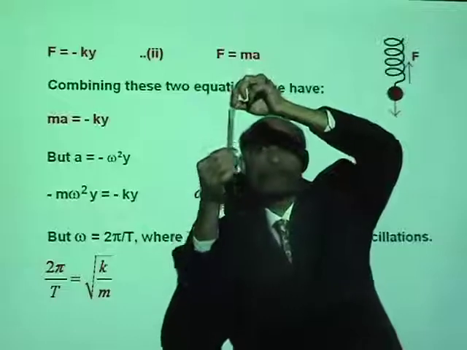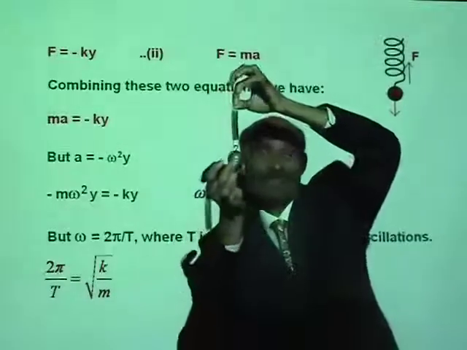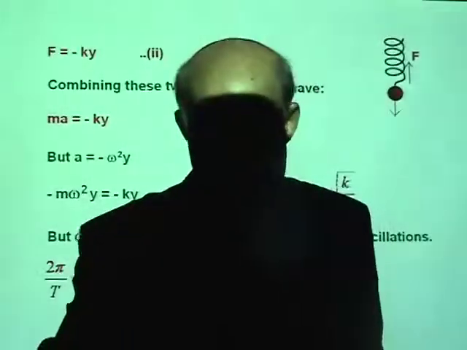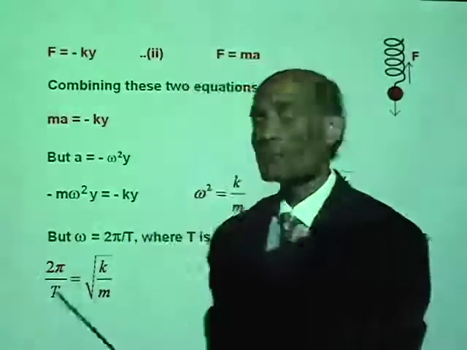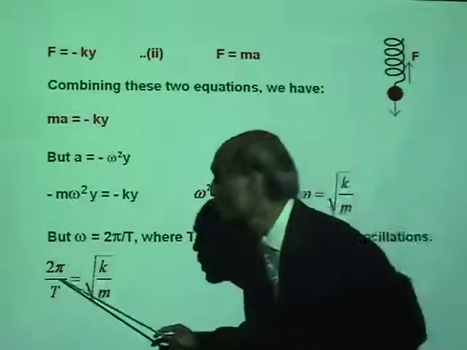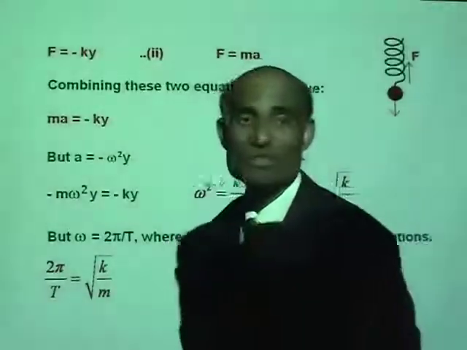The spring constant of this spring. What does m stand for? M is the mass of this object. So we have 2 pi divided by the period equal to square root of k over m. Can you solve for T from here? What is T equal to?